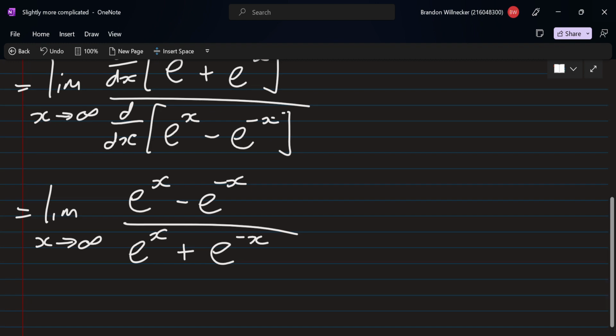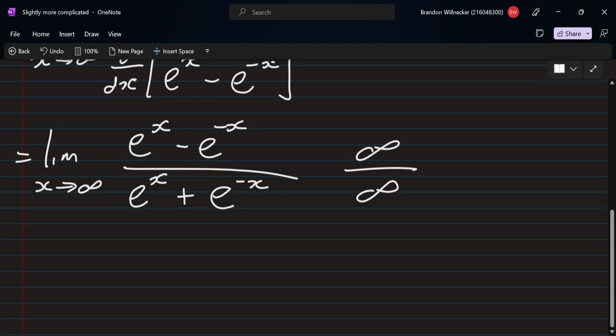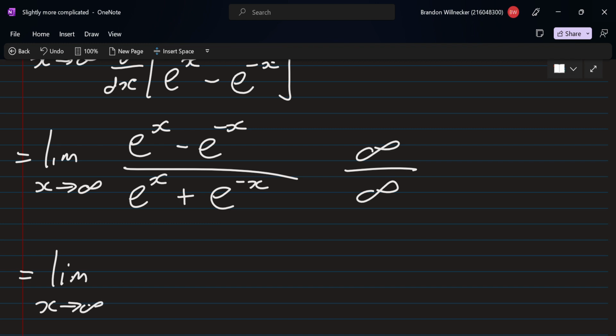Again, if we take the limits, the e to the minus x terms go to 0. E to the x goes to infinity. So again, we have infinity over infinity. Okay, so taking that derivative didn't do anything. Again, if we take the derivative once more, we see we end up back where we started. So the limit as x goes to infinity. Let's take the derivative once more.